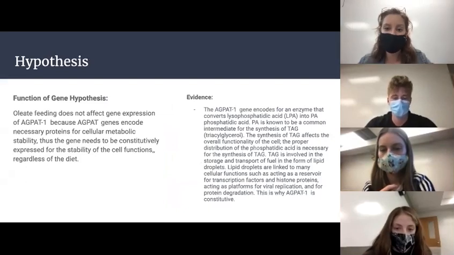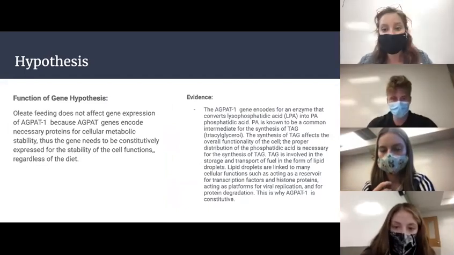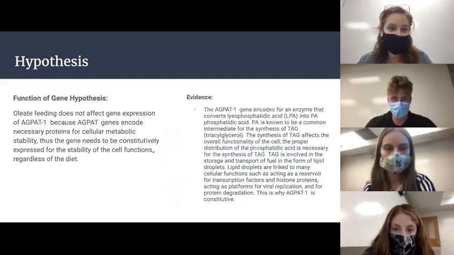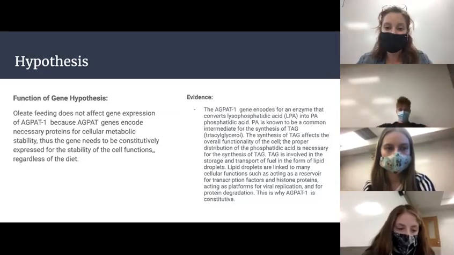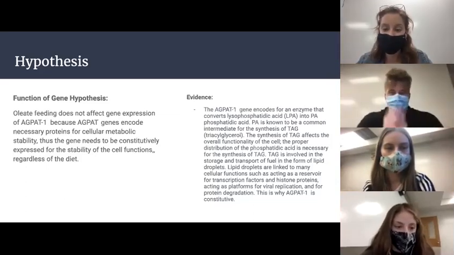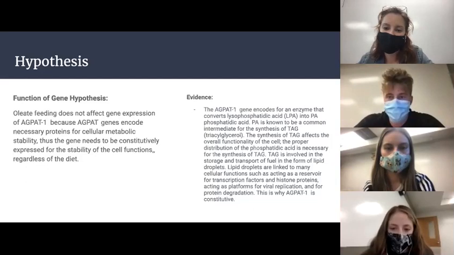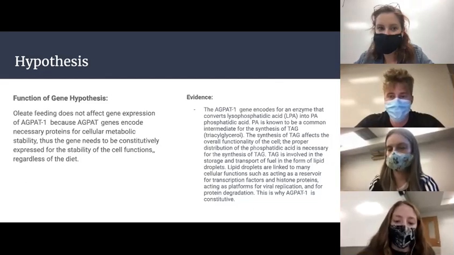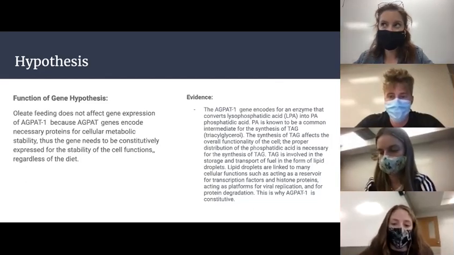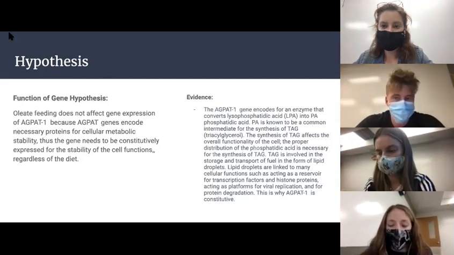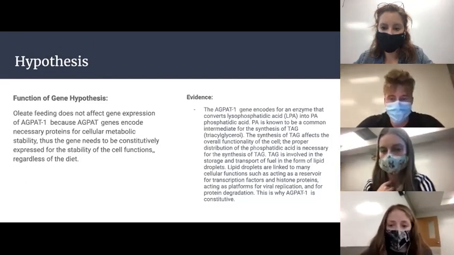Our hypothesis is that oleate feeding does not affect gene expression of AGPAT1 because AGPAT genes encode necessary proteins for cellular metabolic stability, and thus the gene needs to be constitutively expressed for the stability of the cellular functions, regardless of the available diet. Our evidence for this is that the AGPAT1 gene in mammalian cells encodes for a really important enzyme that creates a really important acid, which is then super important in the synthesis of triacylglyceride. And that TAG affects the overall functionality of the cell, and the proper distribution of the phosphatidic acid is necessary for the synthesis of that TAG.